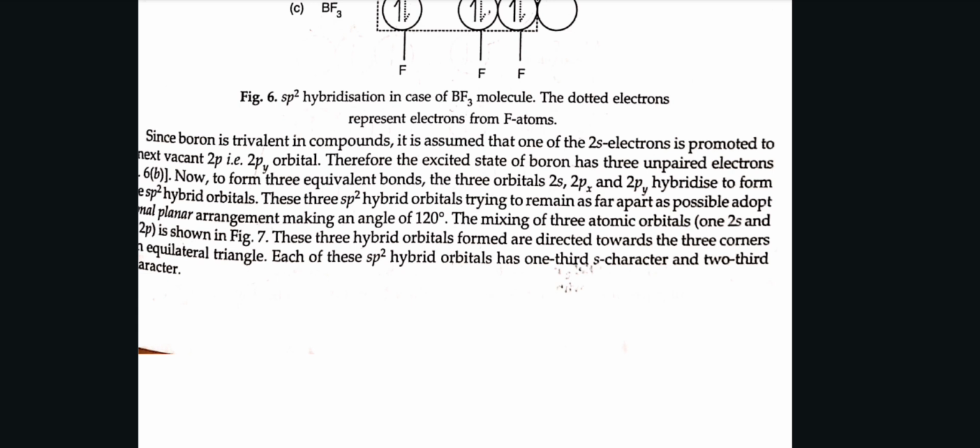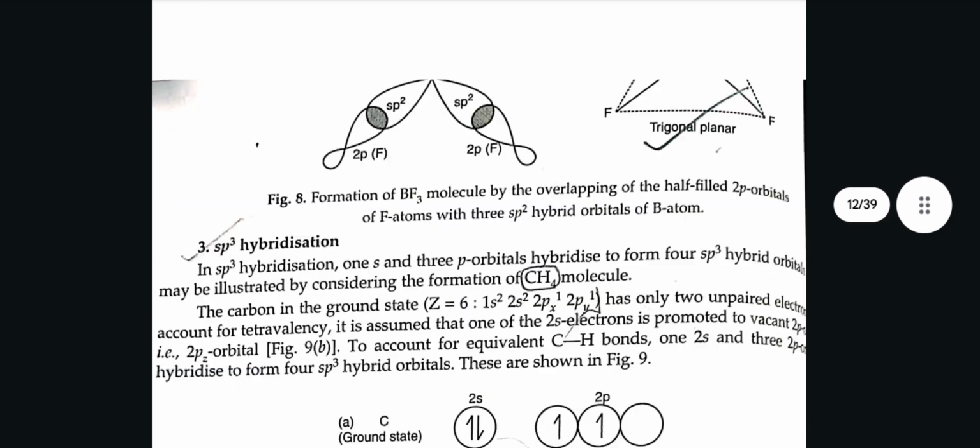Now, to form three equivalent bonds, the three orbitals 2s, 2px and 2py hybridize to form the sp2 hybrid orbitals. These three sp2 hybrid orbitals, trying to remain as far apart as possible, adopt a trigonal planar arrangement making an angle of 120 degrees. The mixing of the three atomic orbitals 2s, 2p and 2p is shown in figure 7. These three hybrid orbitals formed are directed toward the three corners of an equilateral triangle. Each of these sp2 hybrid orbitals has 1/3 s character and 2/3 p character.